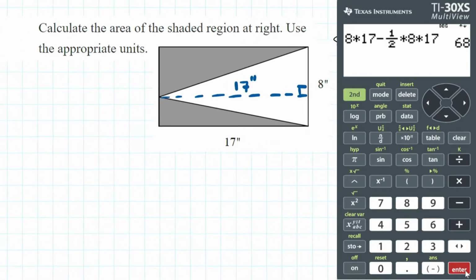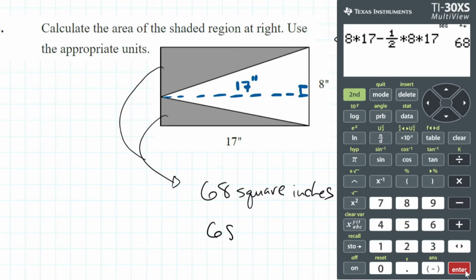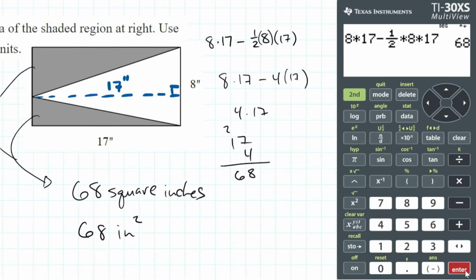So I would say that the area of the shaded region, these two together, the shaded region is 68 square, S-Q-U-A-R-E, inches. Or you can write 68 inches squared, right? That's the area, 68 inches squared. And again, I took the area of the rectangle and I subtracted that triangle.